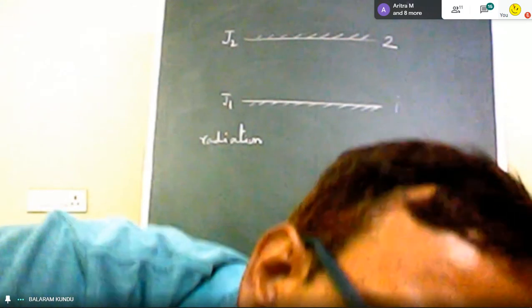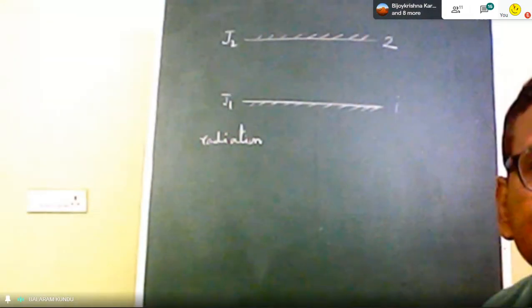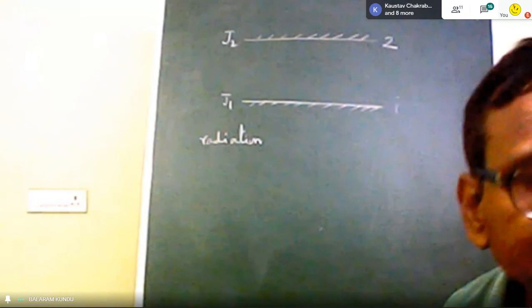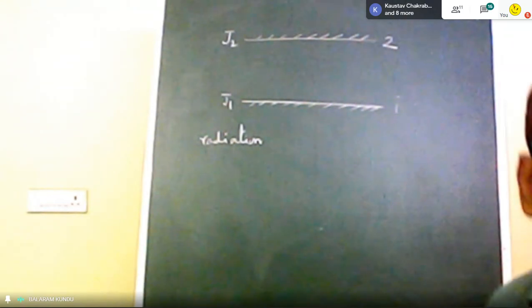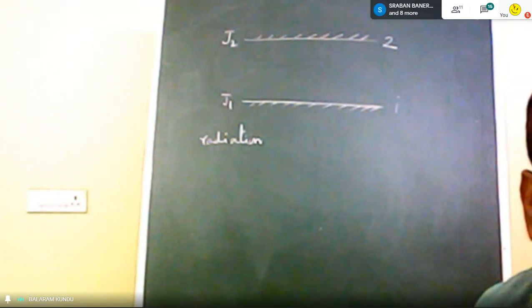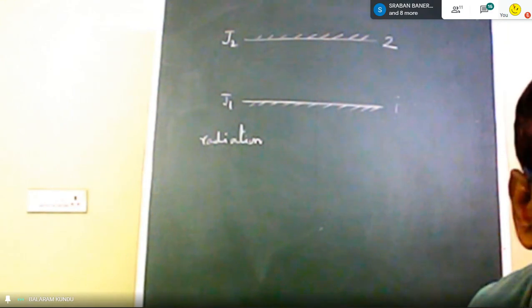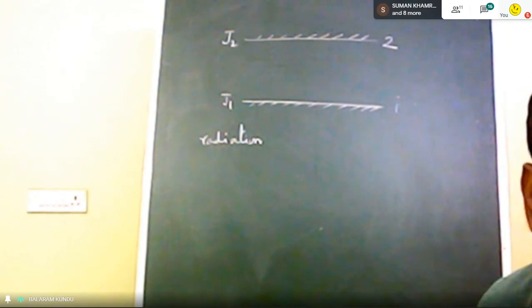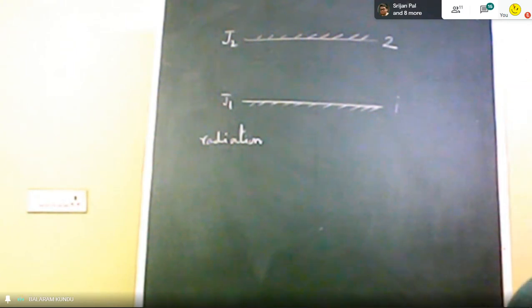A student asks: this surface resistance actually happens due to what? Actually, for a real surface, this resistance has come due to emissivity. If emissivity equals 1, there will be no surface resistance. For a black body, emissivity equals 1 and surface resistance vanishes. For a real body, emissivity is lesser than 1 and surface resistance has come.